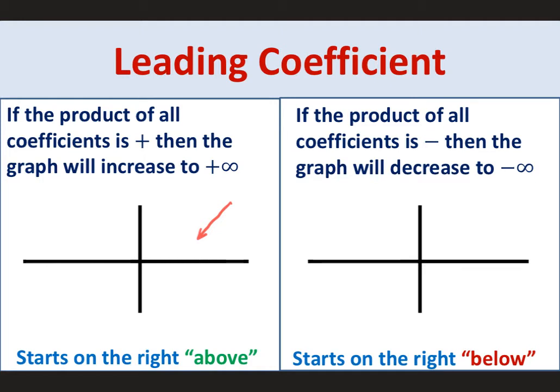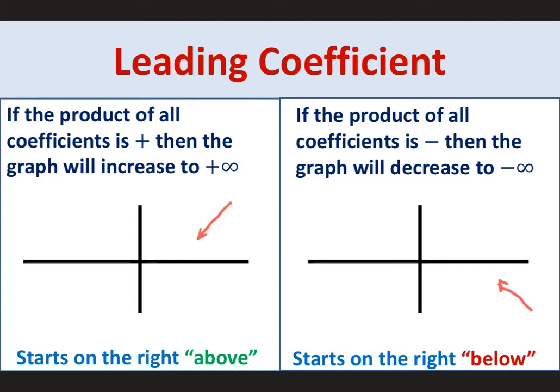If we look at all the leading coefficients from all of the factors and their product is negative, then it's going to be coming from below in some manner. So a positive leading coefficient is going to be coming from on top. A negative, or the product being negative, is going to be coming from below. We're going to see some examples of this in a second when we do a couple practice graphs.